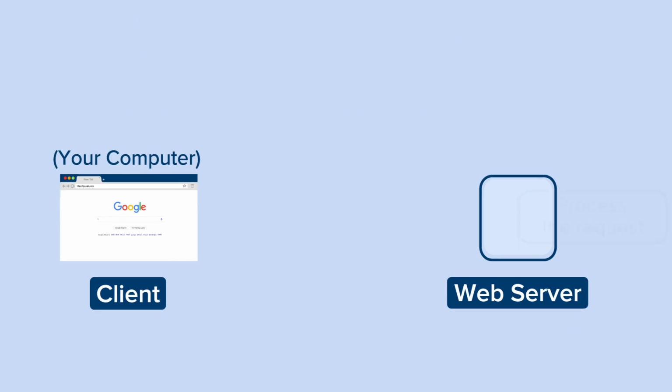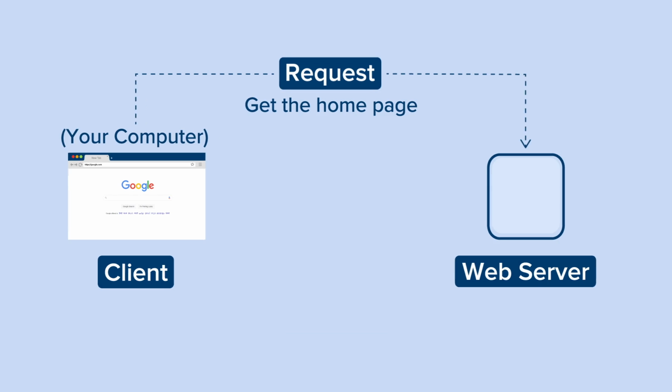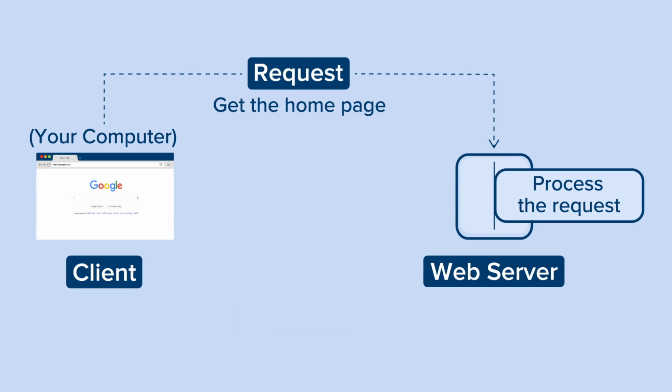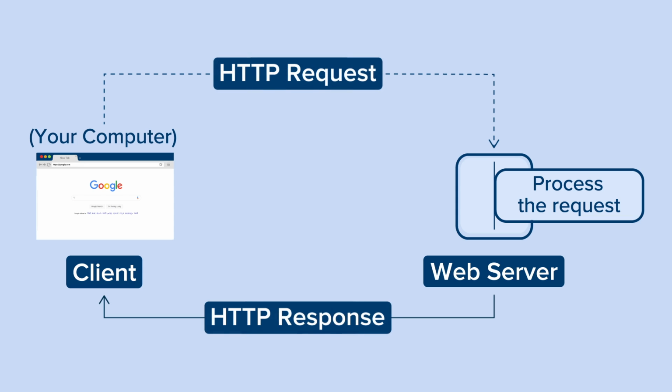The browser then sends a request to the web server mentioning which web page it wants. The web server then acts on the request and finds the web page on its computer. Once the web server finds the web page, it sends the web page back to the browser as a response. One more important thing: the request and the response between the browser and the web server have special names. They are called HTTP request and the HTTP response, respectively.